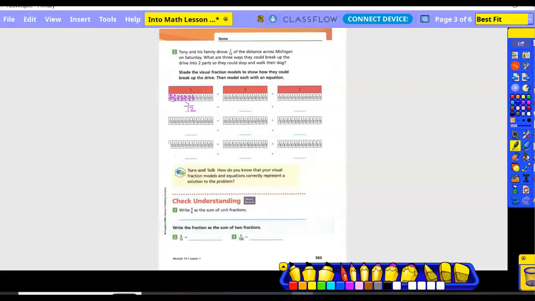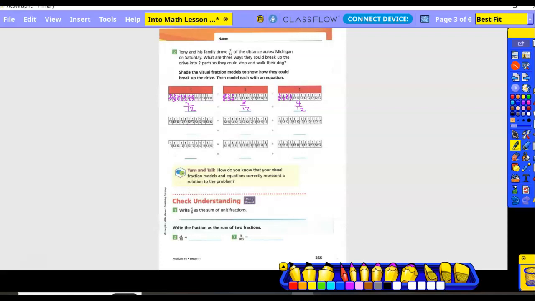Okay, so how could I break 7 apart into 2 different sections? You could do 3 and 4, right? Okay, so I could do 3/12 and then 4/12. And what did we say when we started? In order to add 2 fractions together, they have to have what? A common denominator. So could I do that? Yes. Okay. So 3 and then 4 here.